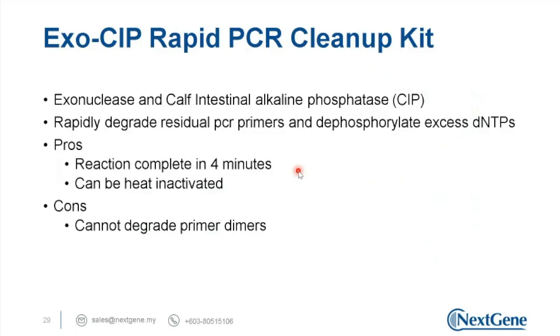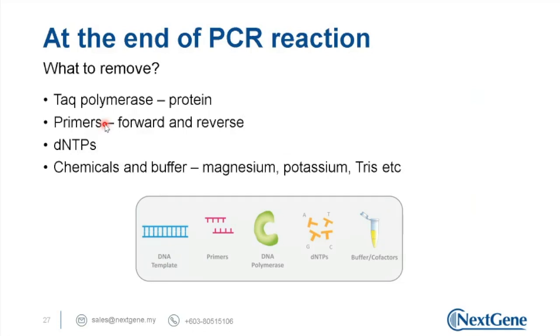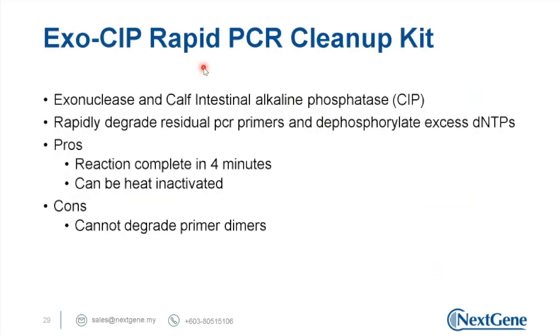So another type of cleanup, this particular one, we are using a column. Okay, so we have a column membrane here and it will bind the DNA, and then we wash it with wash buffer to remove all this unwanted thing over here. Okay, and then after that we add the elution buffer to elute the DNA away from the membrane, and we collect the eluted DNA.